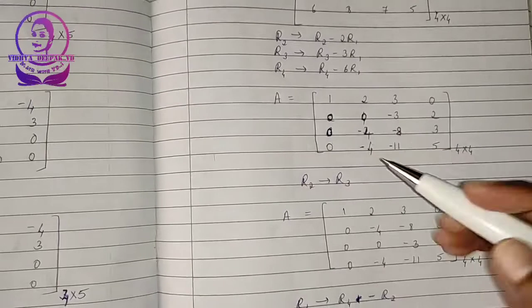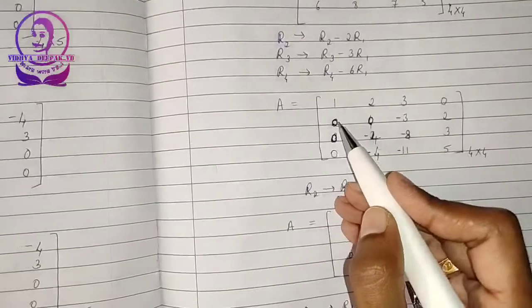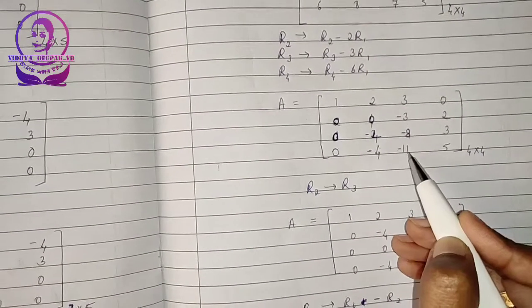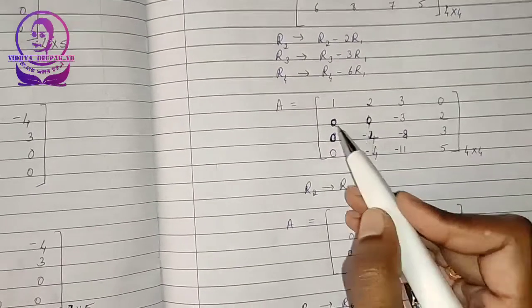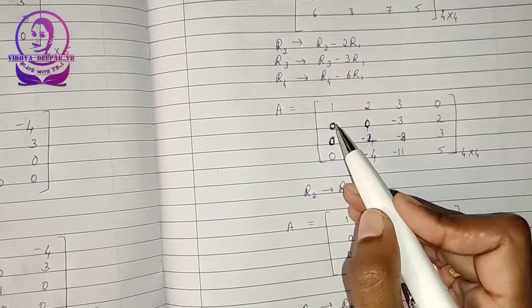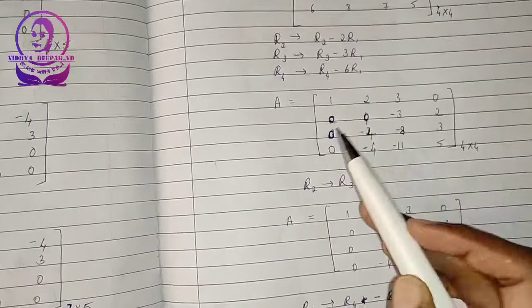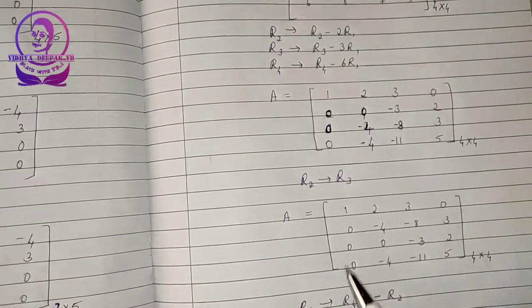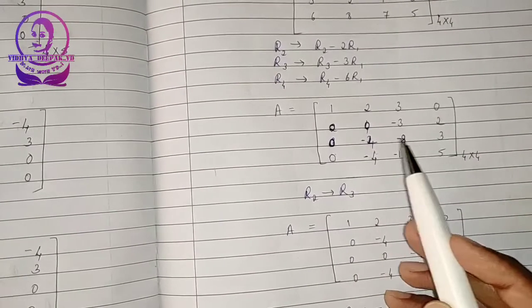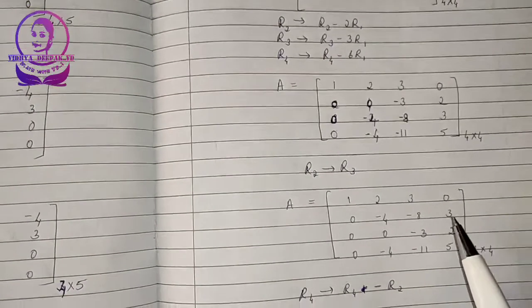Now I'm interchanging R2 and R3. Why? Because if I have 1 zero here first, next I should have 2 zeros here, then 3 zeros here. But here I got 2 zeros first itself, and I don't want that. So I'm changing R2 to R3 and R3 to R2. R2 becomes 0, 0, minus 3 and 2. R3 becomes R2: 0, minus 4, minus 8, minus 3.